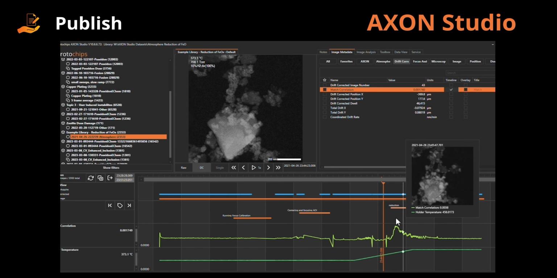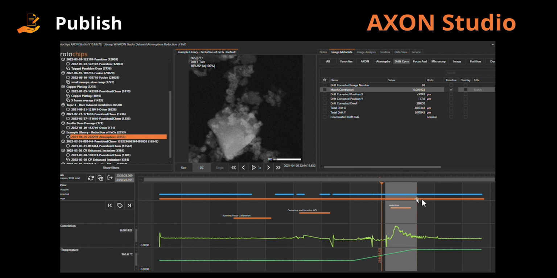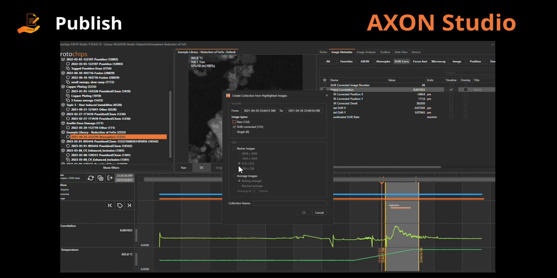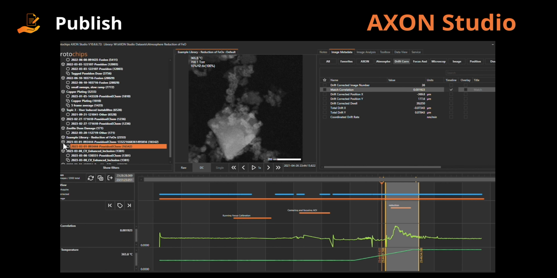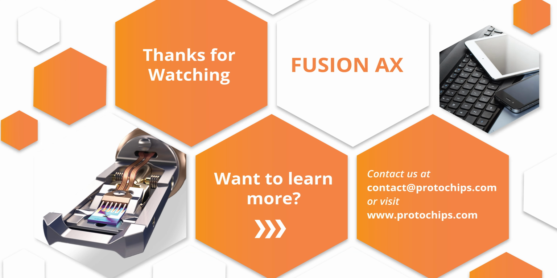Finally, publishing results is more streamlined than ever with Axon Studio. Correlate TEM images with electrical data, create polished videos, and share your findings effortlessly with collaborators and colleagues all around the world. Protochip's Fusion AX system empowers researchers to push the boundaries of what's possible in electronics.